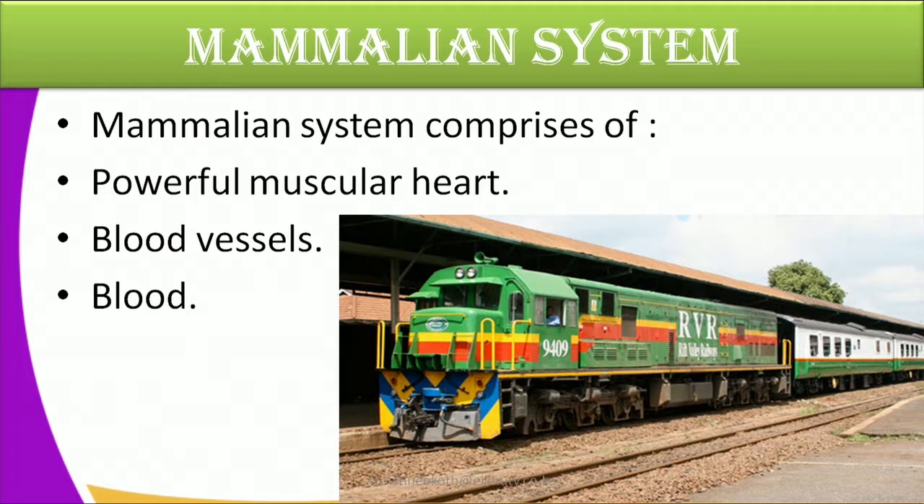So I'll compare the circulatory system of a human being with a train. We've said the engine will resemble the heart. The train is the whole human body, the compartments are the blood vessels, and lastly, the passengers are like the blood, they pick and drop. The blood also will pick items like nutrients and oxygen from one part of the body to the other parts of the body where they are needed.